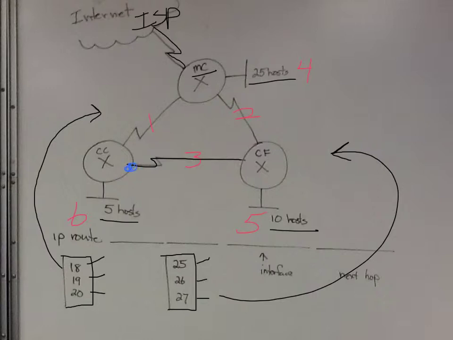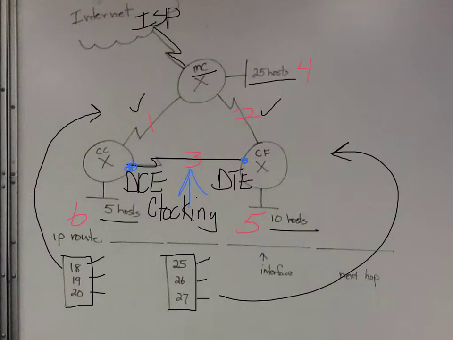So you would configure those 2 interfaces on this network, whatever network you assign to it, and then one of those sides, I'm not sure where they put it, has to be the DCE, and so that would have to have the clocking. That would have to have the clocking. And the other side then would be the DTE, and that would not have the clocking. And that occurs on all 3 of those WAN links.